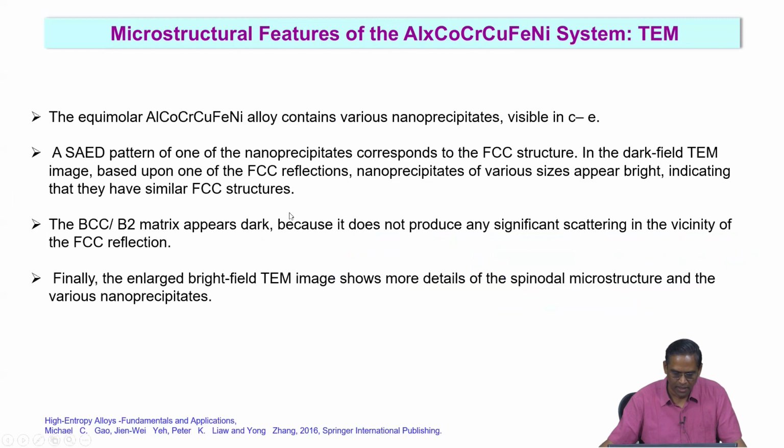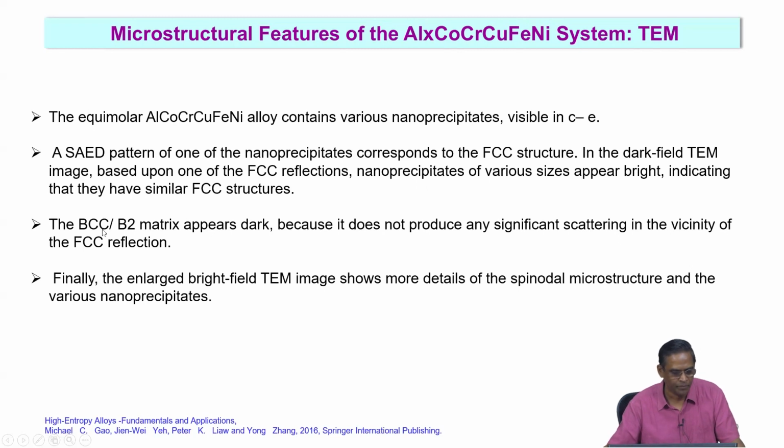So what is the summary? We have an equimolar aluminum, cobalt, chromium, copper, iron, nickel alloy, which contains various nanoprecipitates, which were shown in the previous images C to E. And the SAD pattern analysis of these precipitates shows that it is an FCC structure. And in the dark field, based on one of the FCC reflections, nanoprecipitates of various sizes appear bright, indicating that they are similar FCC structures.